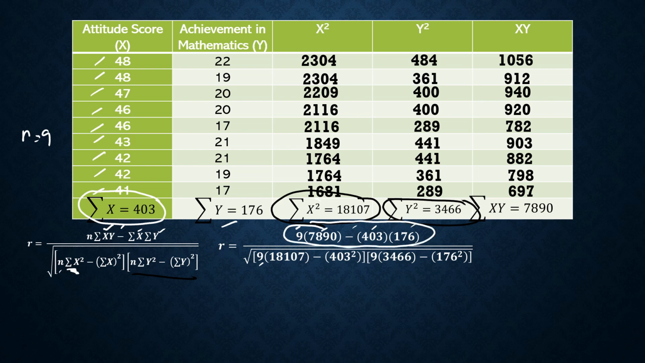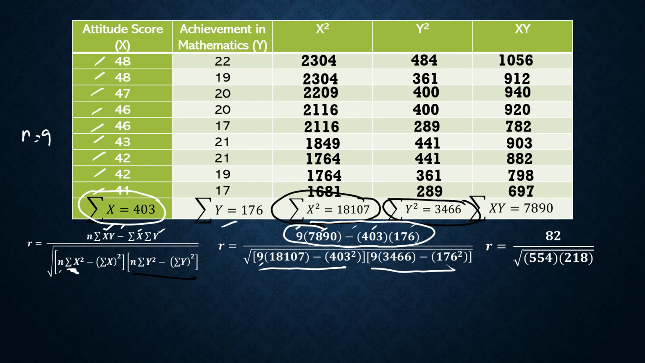And then after that, we will be simplifying this and this one. So let's now have the simplification. So we have 9 times 7,890 minus the quantity 403 times 176. We will be having 82.